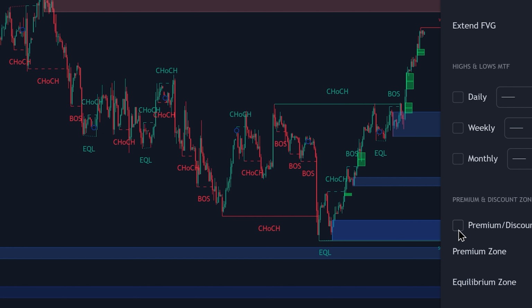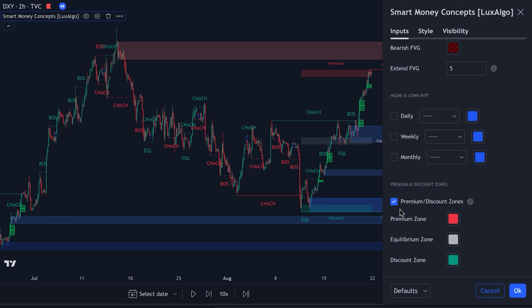Lastly, the Premium and Discount Zone setting enables you to display premium, discount, and equilibrium zones on the chart. These zones help you identify areas where the price is considered overvalued or undervalued. We'll come back to adjust the settings based on what trade setup we want to consider. For now, leave it at defaults.